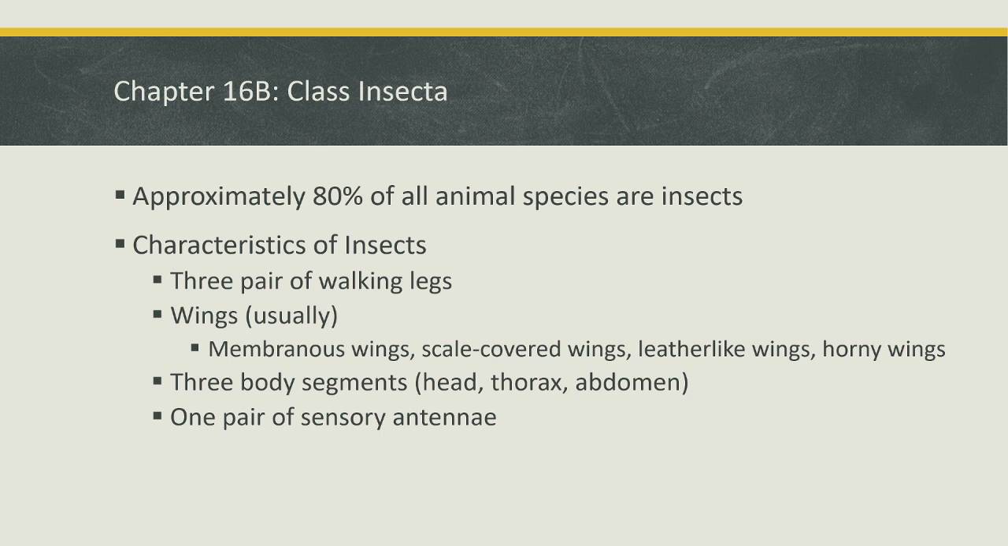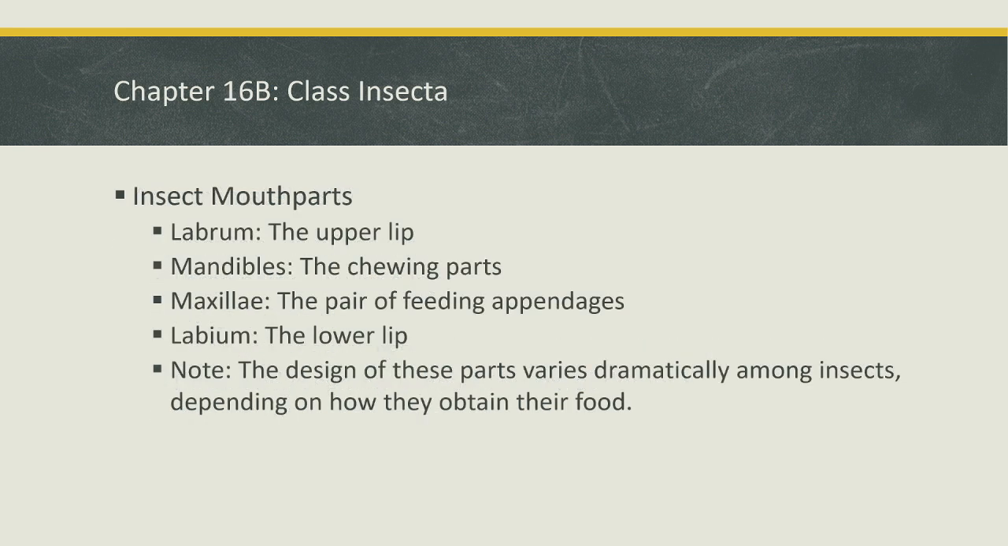And then insects are known for 3 body segments: head, thorax, and abdomen, and then 1 pair of sensory antennae. And then mouth parts. They have a labrum, which is like the upper lip, mandibles, those are the chewing parts, and maxillae, a pair of feeding appendages, and what those look like especially varies a lot depending on how the insect eats. Are we talking about an insect that sucks blood, or blood or nectar?